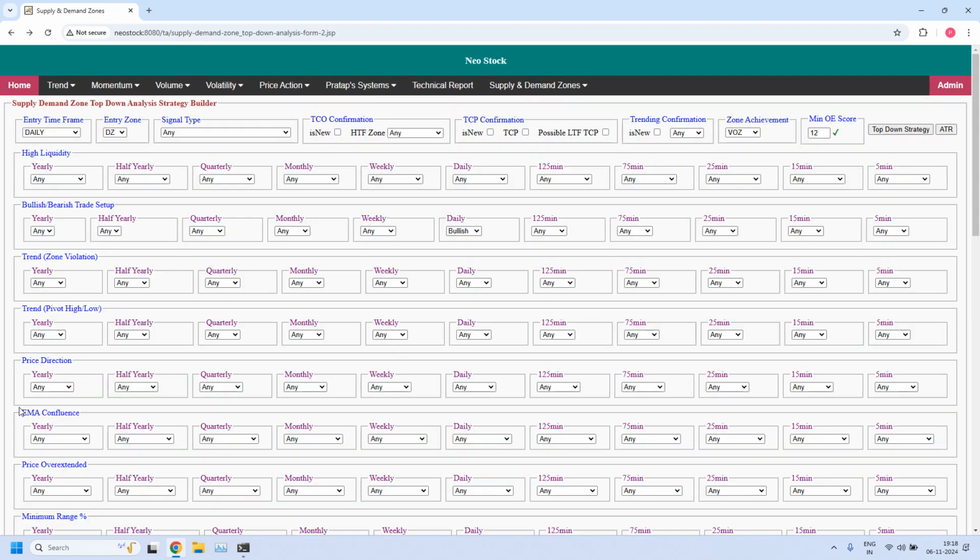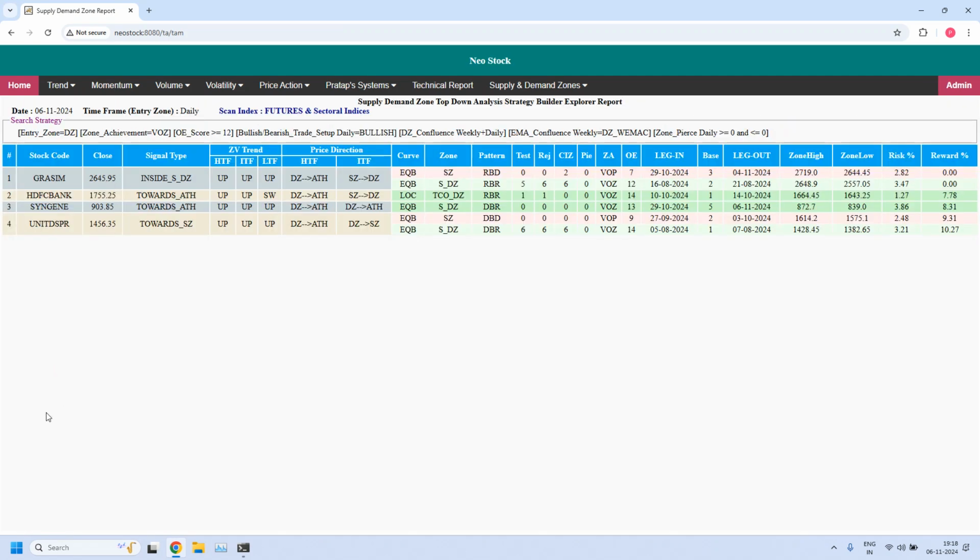Let's verify. In the EMA confluence, weekly time frame, because the daily zone is part of the weekly zone, the weekly zone is having weekly EMA confluence. We got 4 stocks, and these 4 stocks are even more high probability setup supported stocks.